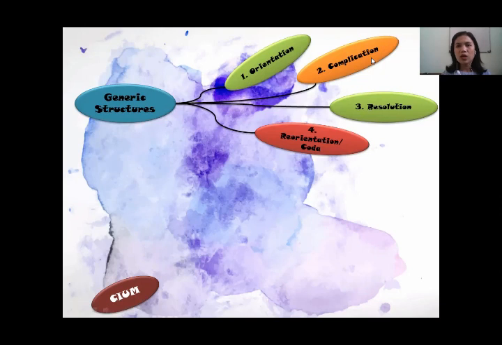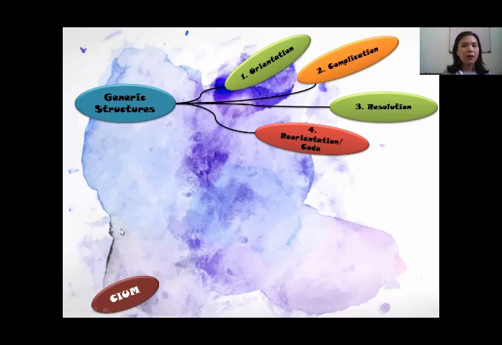And then the second one, complication. Complication refers to the problems. How did the problem begin? That's the complication. Okay, now we are going to the third one, resolution. In resolution, you have to find the way how to solve the problem, okay, based on the story. And then the fourth one, reorientation or coda. This point is optional, okay? Reorientation or coda is optional because sometimes you can find it in the story, but sometimes you couldn't, okay?